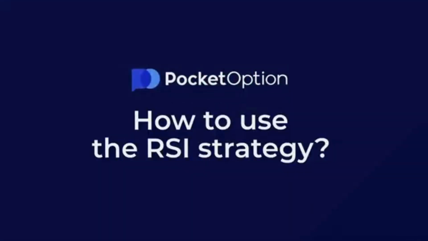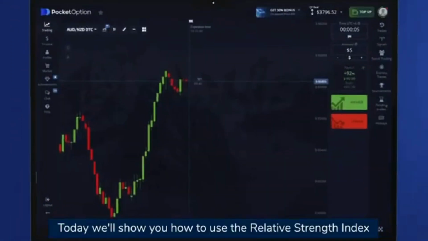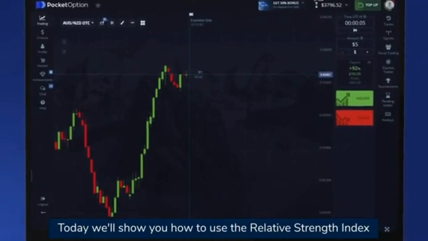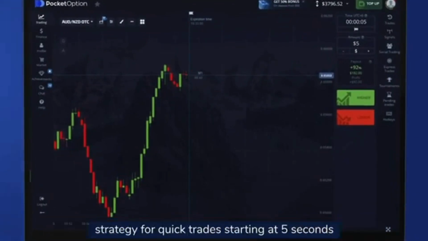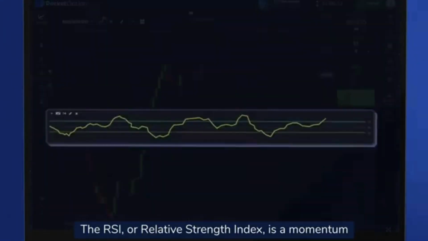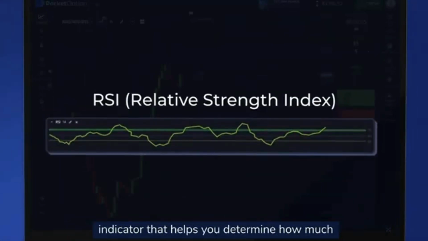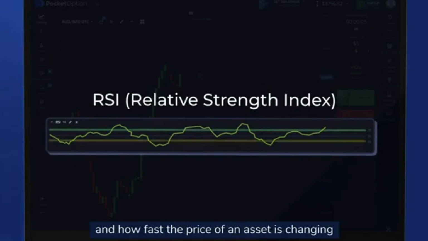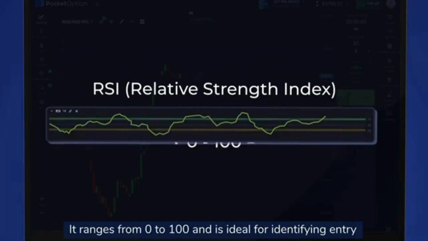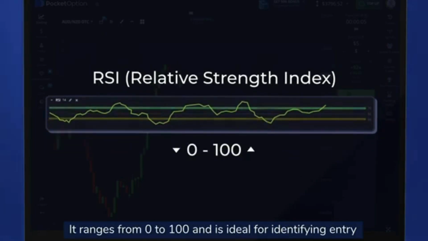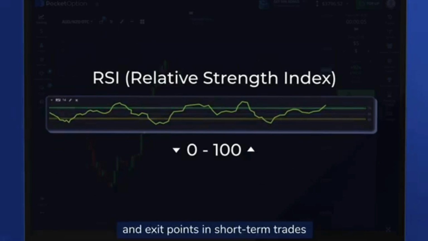How to use the RSI strategy. Today, we'll show you how to use the Relative Strength Index strategy for quick trades starting at 5 seconds. The RSI, or Relative Strength Index, is a momentum indicator that helps you determine how much and how fast the price of an asset is changing. It ranges from 0 to 100 and is ideal for identifying entry and exit points in short-term trades.